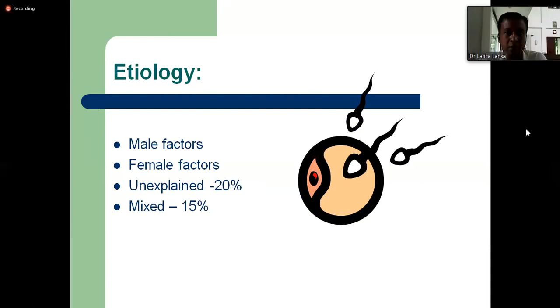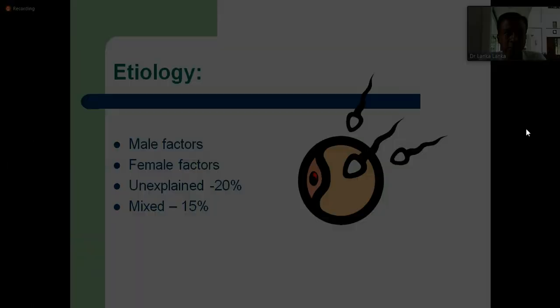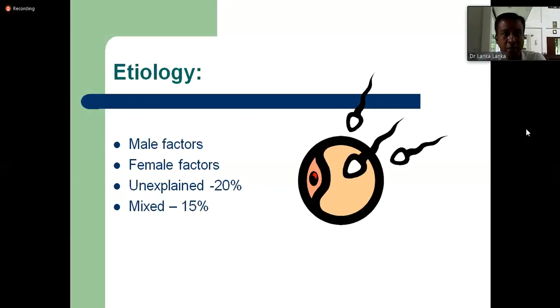Etiologically, there may be a male factor, a female factor, or a mixed factor, which means both are responsible. And 20%, that is 1 out of 5 couples, can have unexplained fertility issues. That is how we categorize subfertility etiologically.